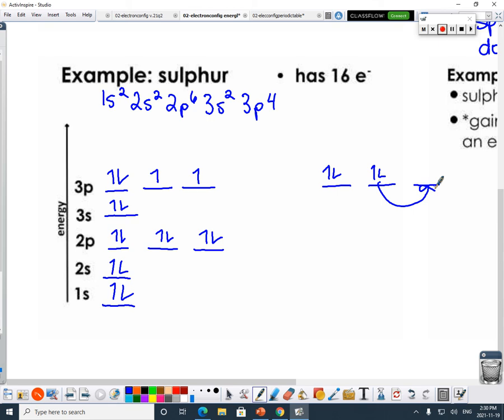It doesn't matter. You can do 1 up, 1 down. My pencil just does the ups first. Now, because these ones are full. So let's say you did neon, then this would be full as well. So just like with electron configuration, you just do as many as you have to get the total of 16. 2, 4, 6, 8, 10, 12, 14, 16. Yes?